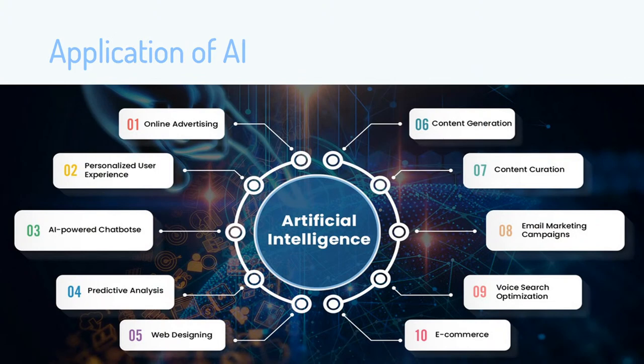Here you can see the applications of AI. Online advertising, I hope everybody knows, like on Amazon or Flipkart websites, they are recommending products. Then we have personalized user experience, and AI powered chatbots. Predictive analysis means using data you can analyze your company's details and focus on growth. Then web designing, content generation, content curation, email marketing campaigns, voice search optimization, and e-commerce. These are the things we can build with AI. That is the applications of AI.